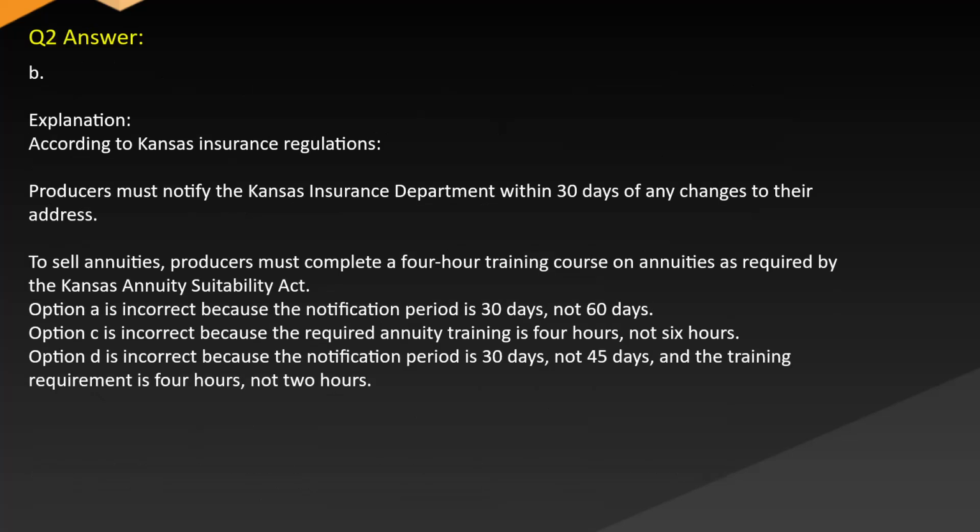Answer. B. Explanation. According to Kansas insurance regulations, producers must notify the Kansas Insurance Department within 30 days of any changes to their address. To sell annuities, producers must complete a 4-hour training course on annuities as required by the Kansas Annuity Suitability Act. Option A is incorrect because the notification period is 30 days, not 60 days. Option C is incorrect because the required annuity training is 4 hours, not 6 hours. Option D is incorrect because the notification period is 30 days, not 45 days, and the training requirement is 4 hours, not 2 hours.